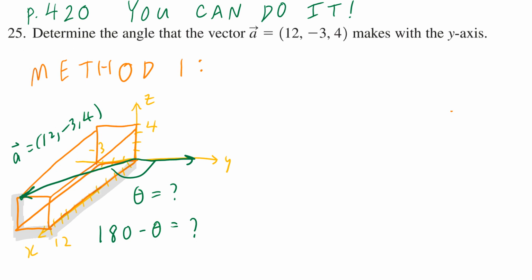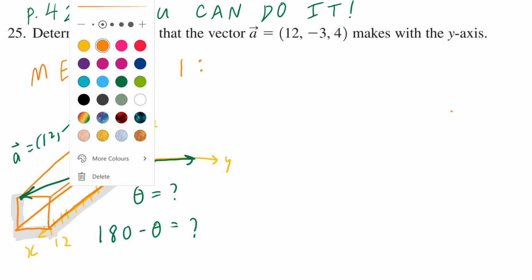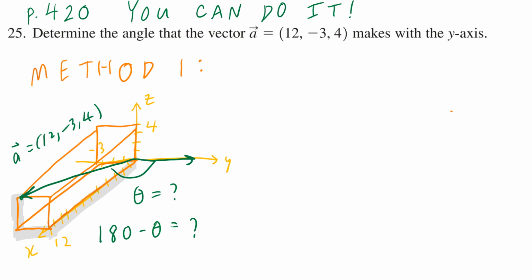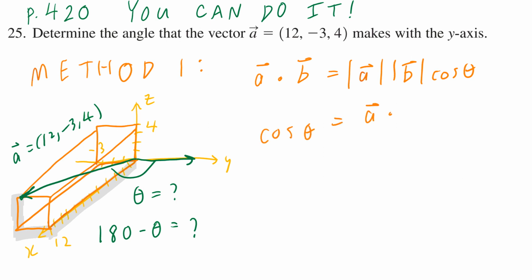And here we go. So method number 1 simply means you can apply the dot product. And of course, dot product means vector A dotted with vector B equals the magnitude of A times the magnitude of B, cosine of the angle between them. And since you're looking for the angle, cosine theta is going to be the dot product of vectors A and B divided by the magnitudes, just like that. So in this case, basically, cosine theta equals, again, think about vector A. That's going to be 12, negative 3, and 4.